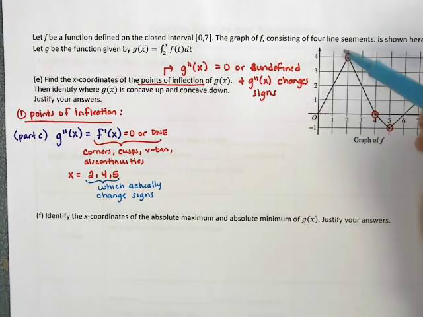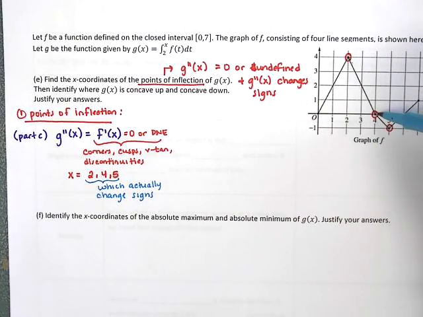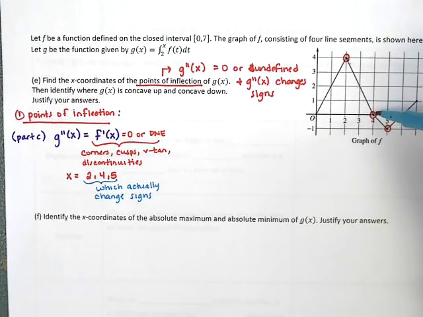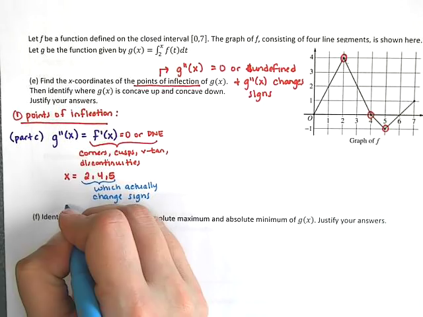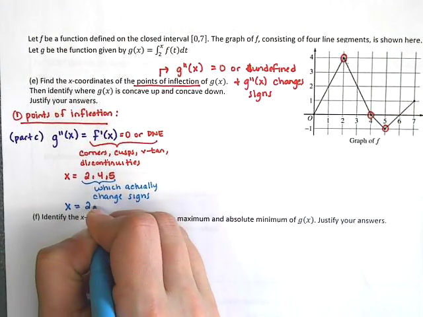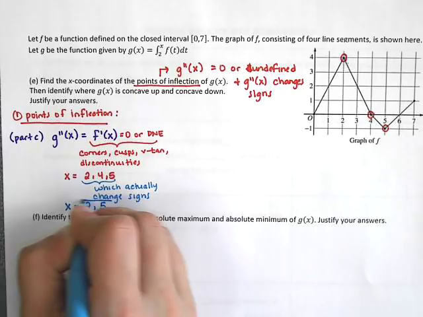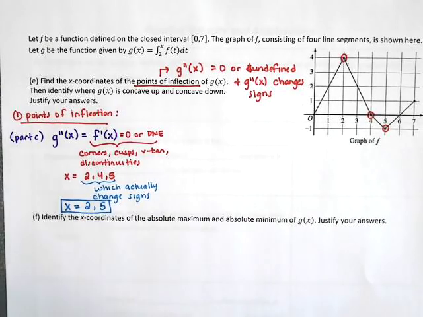So at 2, the slope changes direction from uphill to downhill. At 4, the slope does not change direction. It's going downhill on the left and downhill on the right. And at 5, the slope does also change direction. So we would narrow down this list to just 2 and 5.